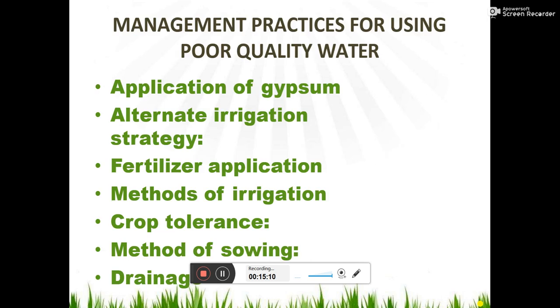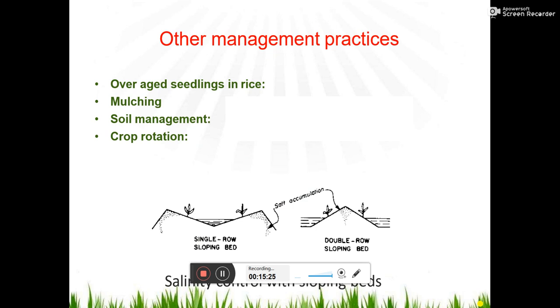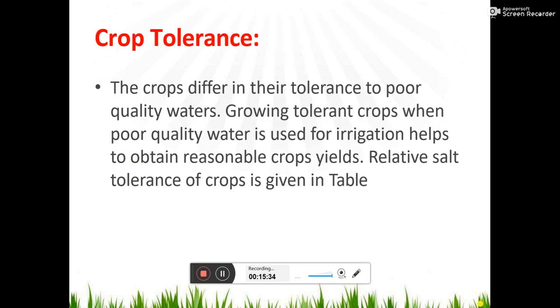So the management practices for using poor quality water are application of gypsum, alternate irrigation strategy, fertilizer application, methods of irrigation, crop tolerance, method of sowing, or drainage. Other management practices mainly consist of overage seedlings in rice, mulching, soil management, crop rotation, and crop tolerance. The crops differ in their tolerance to poor quality waters. Growing tolerant crops, when poor quality water is used for irrigation, helps to obtain reasonable crop yields. So we use tolerant varieties to avoid the problems of irrigation water.